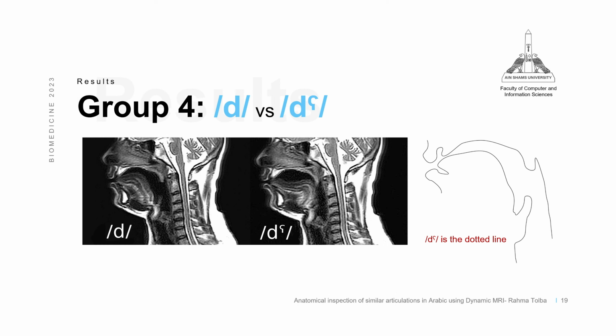Group 4 contains letters dad and dhad. The main difference between them is the shape and position of the tongue. The back of the tongue is raised in dhad, forming a cup shape as we see in the middle figure.